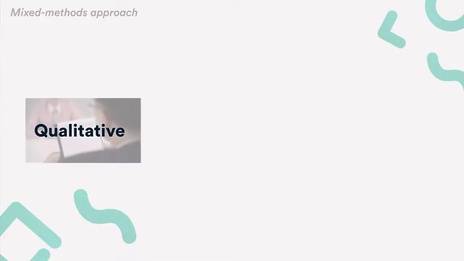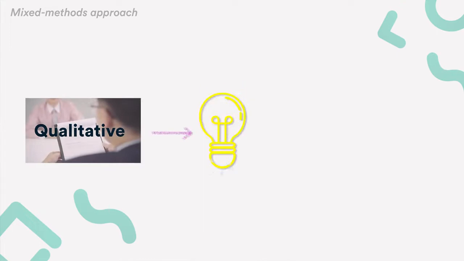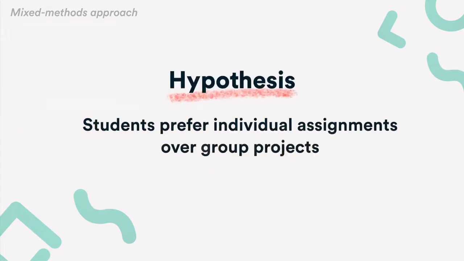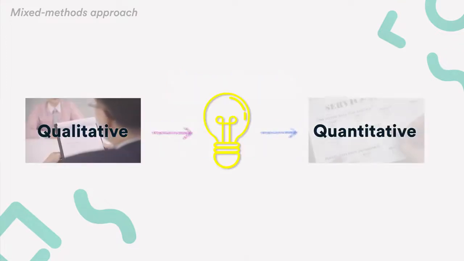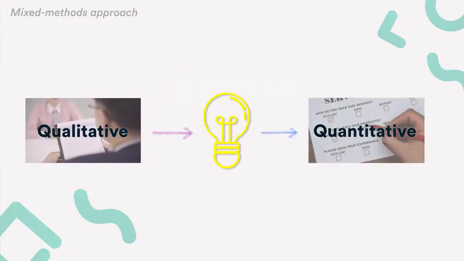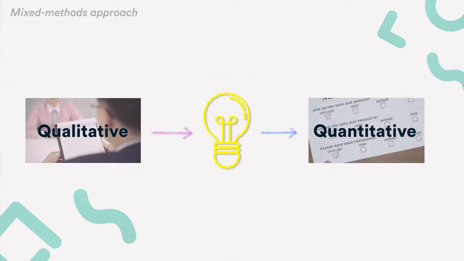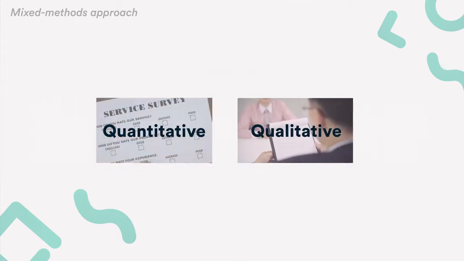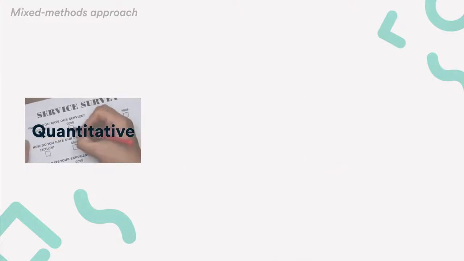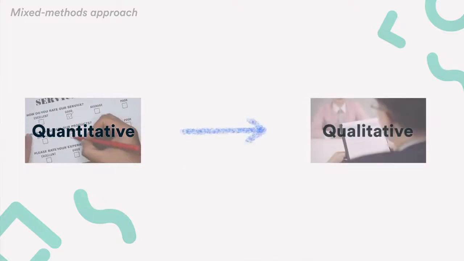For the mixed method approach, you first conduct interviews with the students. Through that, you gain new insights and come up with a hypothesis. For example, you learn through interviews that students prefer individual assignments over group projects. Then you test whether this applies to a larger scale of students using survey research. It's also possible to do it the other way around. You can start out with a survey to see the bigger picture, then use interviews to understand the reason behind it.